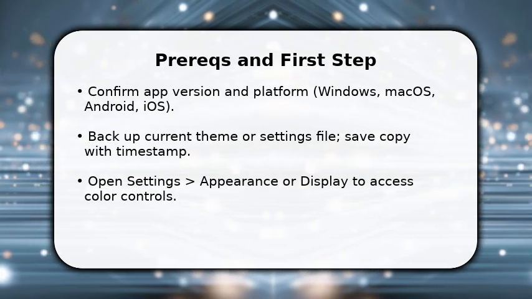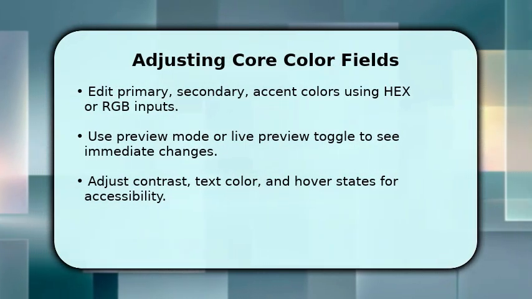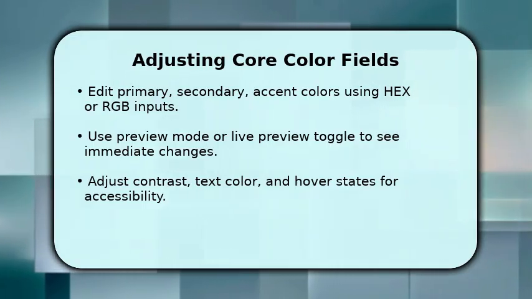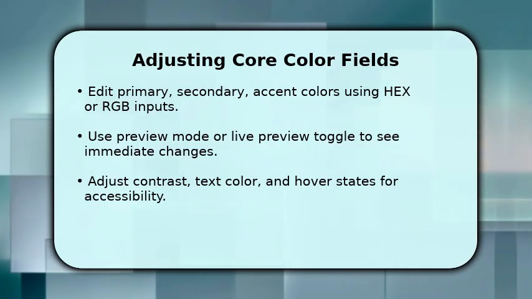Now you edit the core color fields: primary, secondary, and accent. Enter HEX or RGB values for precision. You can paste an exact code or nudge sliders for fine-tuning.